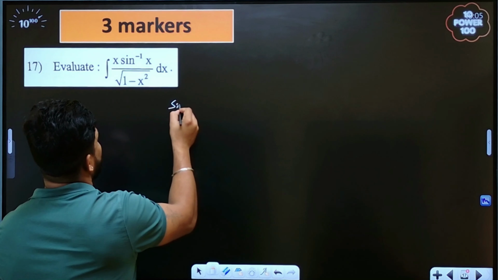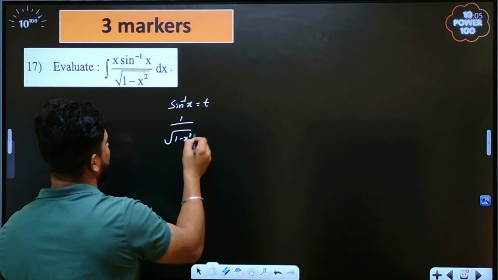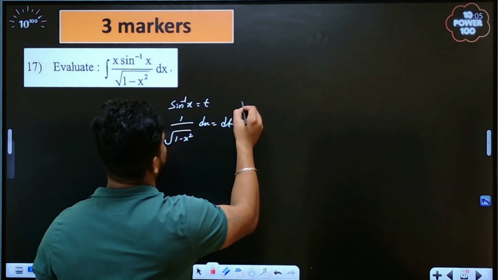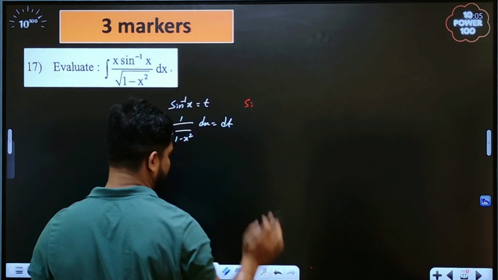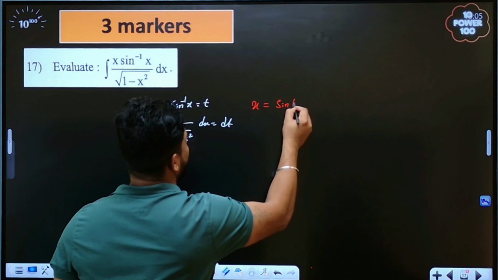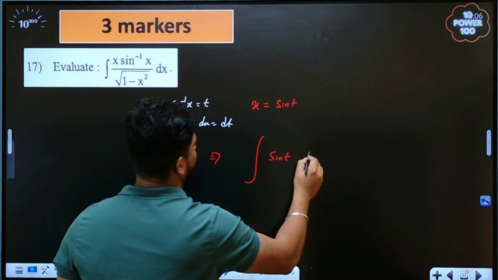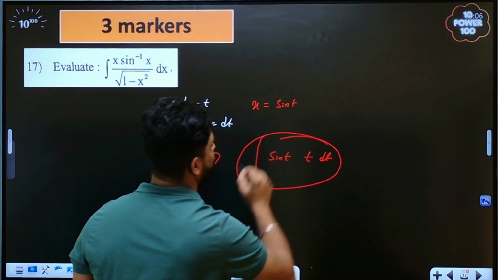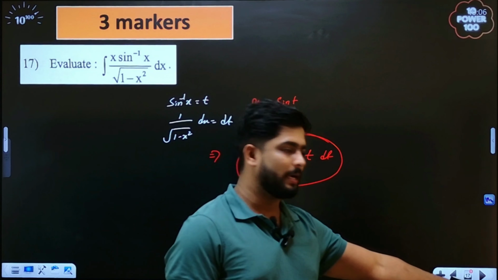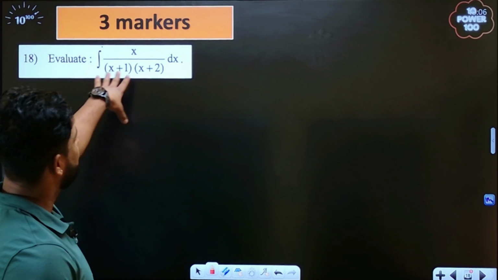Now, integration of x sine inverse x divided by root of 1 minus x square. You know the substitution: sine inverse x is equal to t. If you differentiate, 1 by root of 1 minus x square dx is equal to dt. Even after this, something is left out, that is x. x is nothing but sine t, right? So you see this integration of sine t into t dt. If you use integration by parts here, you will get the answer. If you want to know how to solve this, I have already made a video on this, so please go and watch that.